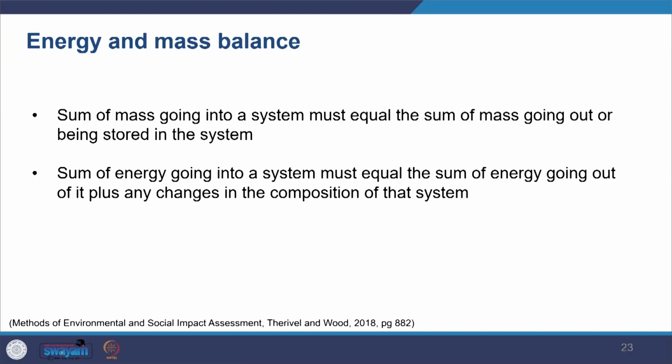Now, familiarizing ourselves with the other concepts: energy and mass balance. This is an important component when we deal with resource efficiency. When we talk about energy and mass balance, it means the sum of mass going into a system, like the total energy getting into the system, must be equal to what is coming out of the system. So there should be a mass balance, and the sum of energy which goes into the system must equal the energy which is going out, plus the changes in the composition of that system. So either input and output are equal, or there might be input plus some changes in the system and the output. That equates to energy balance.